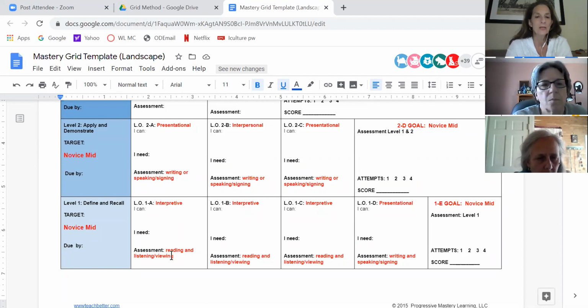And then there would be some sort of assessment, like say we did reading and listening. So maybe it would be a video to watch, and they had to write down some words or do some comprehension questions, or there's a brochure they had to read, etc. So they would do the first task and take the assessment.